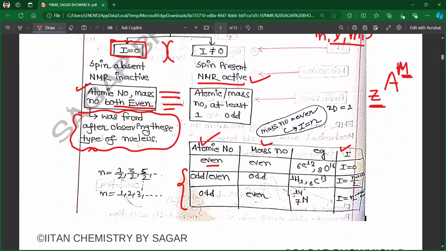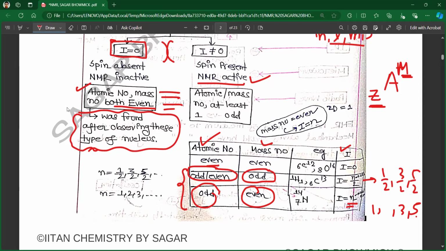For example, if atomic number is odd and mass number is even, in that case, I value will be n. That means 1, 2, 3, 4 like this. Sorry, 1, 3, 5 like this. If mass number is odd, whatever the atomic number be, odd or even, then I value will be n by 2. That means half, 3 by 2, 5 by 2 like this. I hope you have understood it. Here 2 will also be there, right? 2, 4, 5. So for this case, n value will be half, 3 by 2, 5 by 2. For this case, n value will be 1, 2, 3.